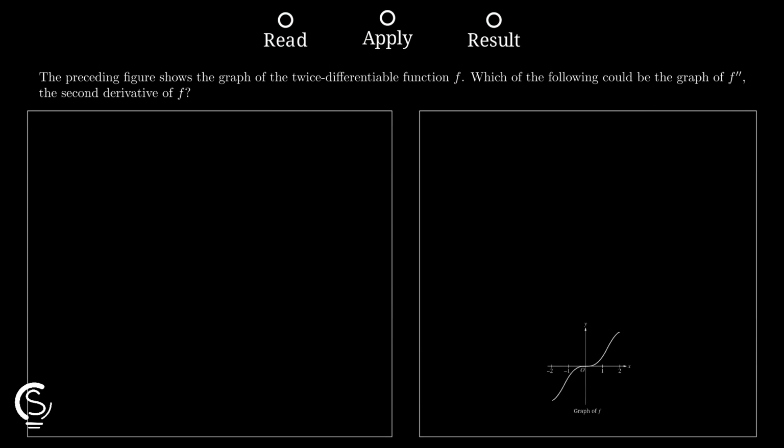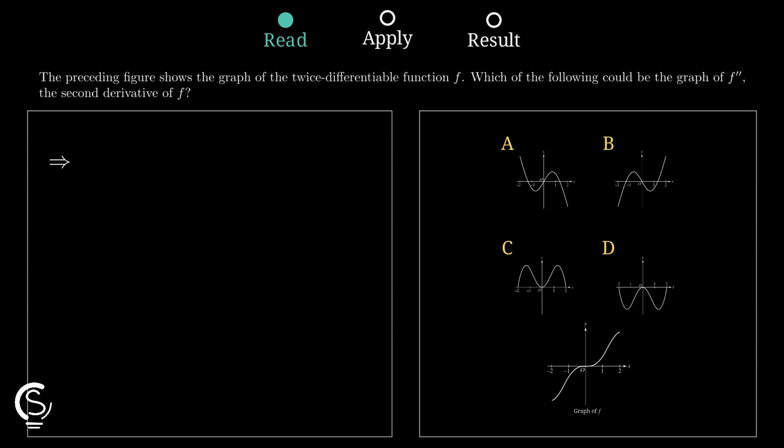Look at the original graph of f first. We see that the function is concave up on the left side, which means the second derivative must be positive there. Let's go.